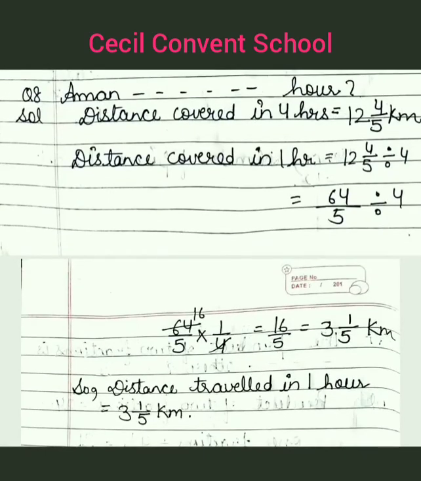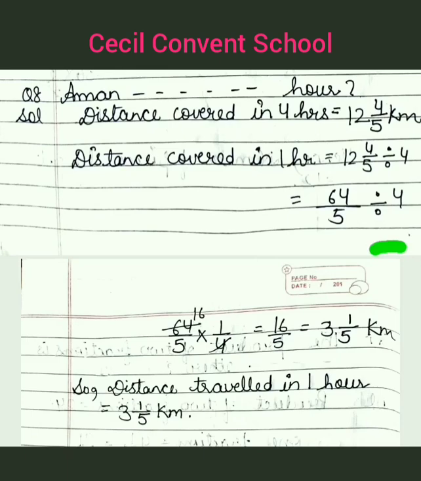So firstly we write 12 4 by 5, which will be converted in improper form by 12 multiplied by 5. Answer will be 60. 60 plus 4 is 64. 64 by 5 divided by 4. Now 64 by 5, in place of divide sign, multiply sign comes and 4 will be interchanged and the answer will be 1 by 4. Now see, 64 and 4, both the numbers come in one table, that is 4 table. 4 ones are 4 and 4 16s are 64.